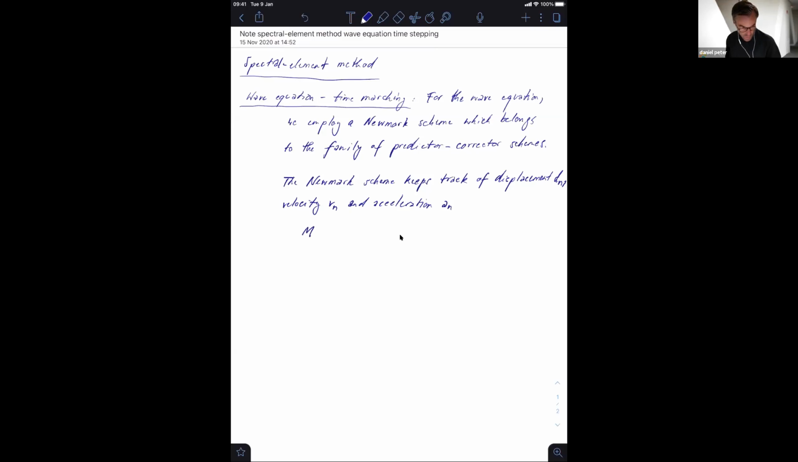So in matrix form, we can simply write that the mass matrix times the acceleration equals the force on the right-hand side vector. And so in order to solve for the acceleration at time n plus 1, we simply divide by the mass matrix. So we have 1 over m times the force vector, or the right-hand side vector, at n plus 1.